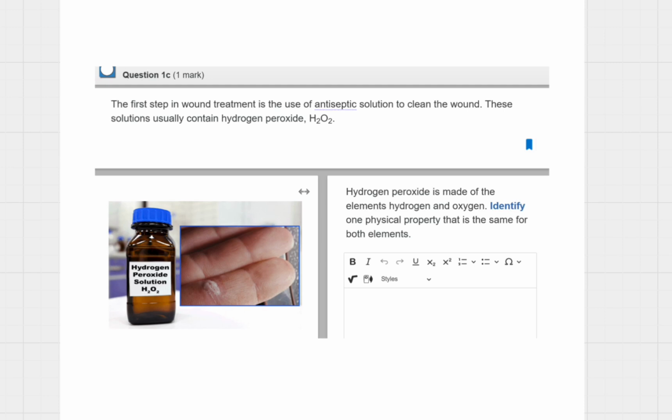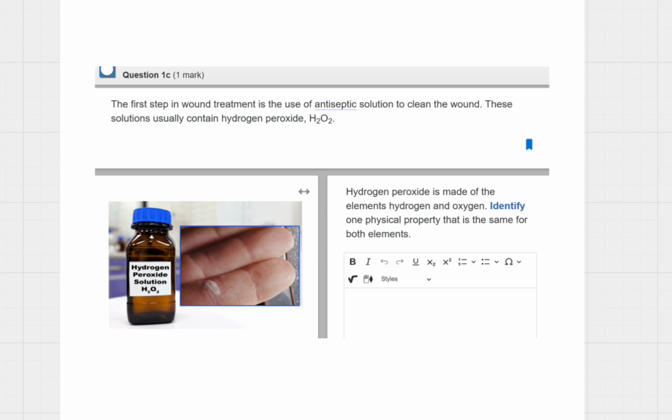Now let's do question 1C. Let's just read the question to make it easier for us to understand, and break it down. It says the first step in wound treatment is the use of antiseptic solution to clean the wound. These solutions usually contain hydrogen peroxide, which is H2O2. The hydrogen peroxide is made of the elements hydrogen and oxygen. So we have two elements over here, hydrogen and oxygen. Identify one physical property that is the same for both of the elements.